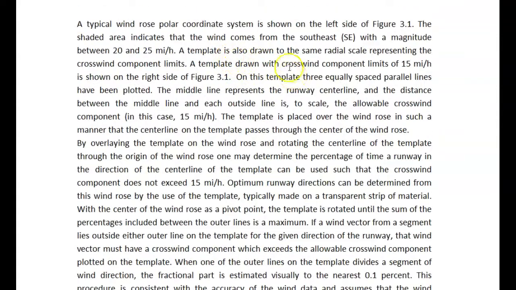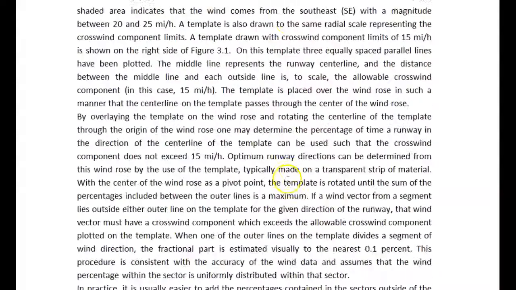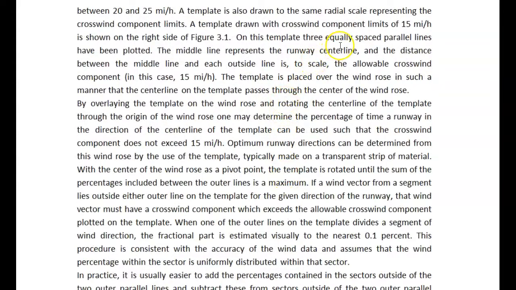So a template is also drawn to the same radial scale representing the crosswind component limit. A template drawn with a crosswind component limit of 15 miles per hour is shown on the right hand side, as we have seen here. On this template, 3 equally spaced parallel lines have been plotted. The middle line represents the runway center line, and the distance between the middle line and each outer line is to scale the allowable crosswind component. The template is placed over the wind rose in such a manner that the center line on the template passes through the center of the wind rose.